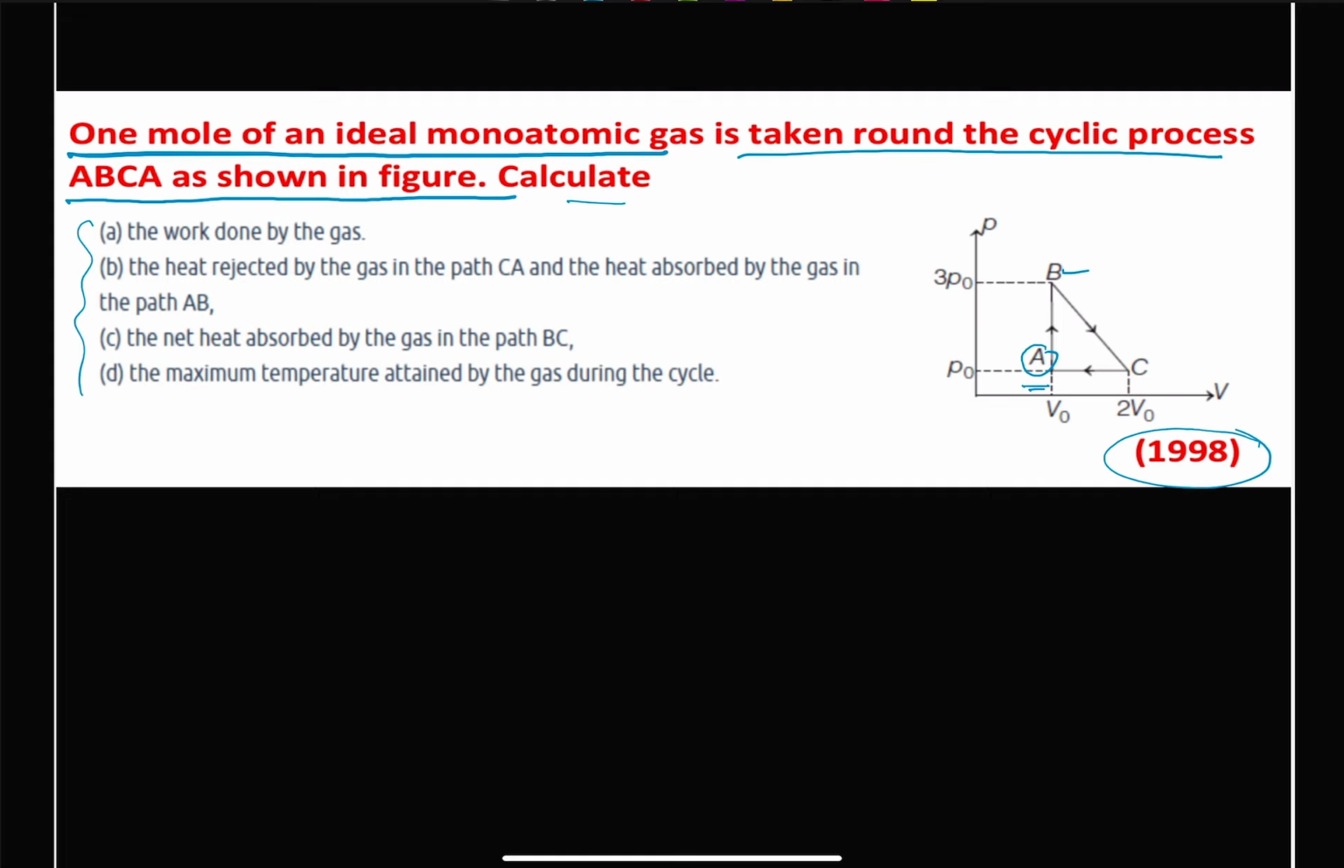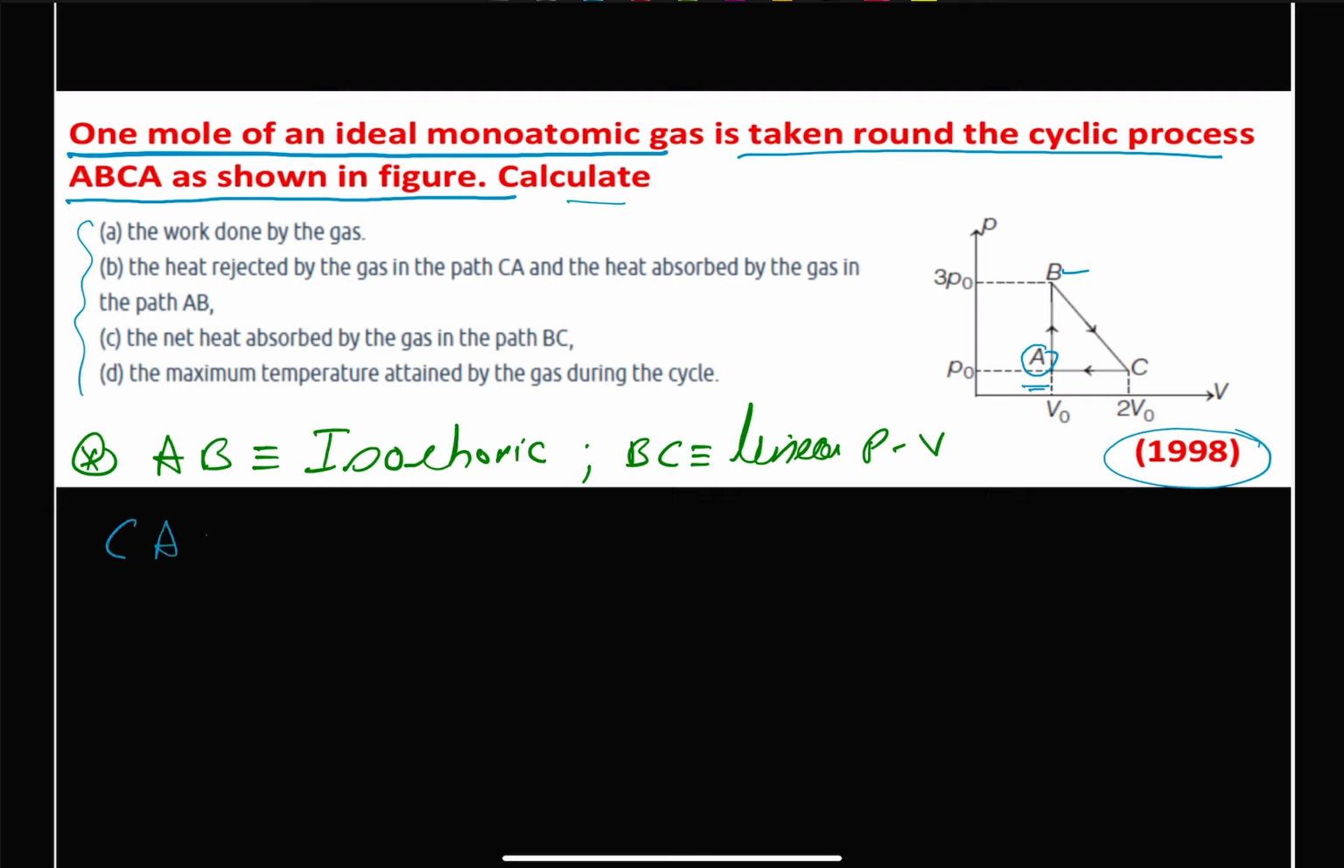So we can say our AB is our isochoric process, and our BC is our linear PV relationship, pressure volume relationship, and then we have our CA. CA has constant pressure, so it is our isobaric.